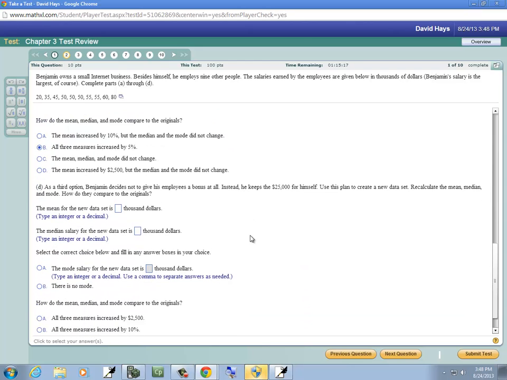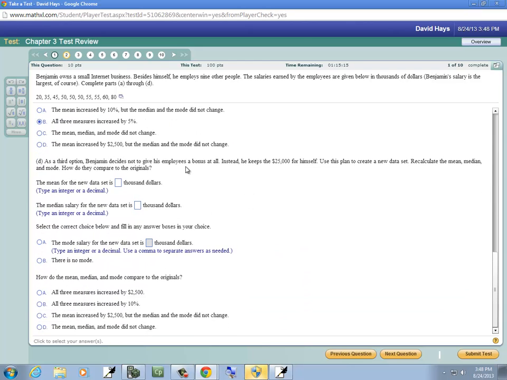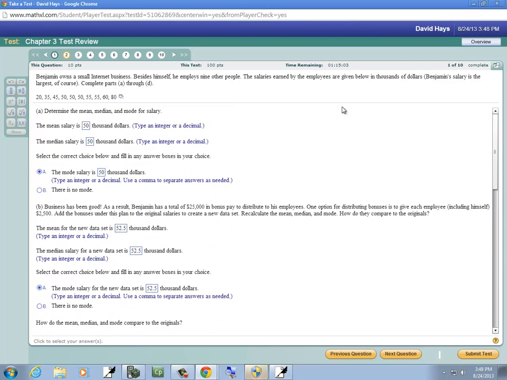Okay, as a third option, Benjamin decides not to give his employees a bonus at all. Instead, he keeps $25,000 for himself. Use this plan to create a new data set. Recalculate the mean, median, mode. How do they compare to the originals? What does that mean? Owns a small business. Besides himself, the salaries. Okay, Benjamin's is the largest, which is the 80 down there.